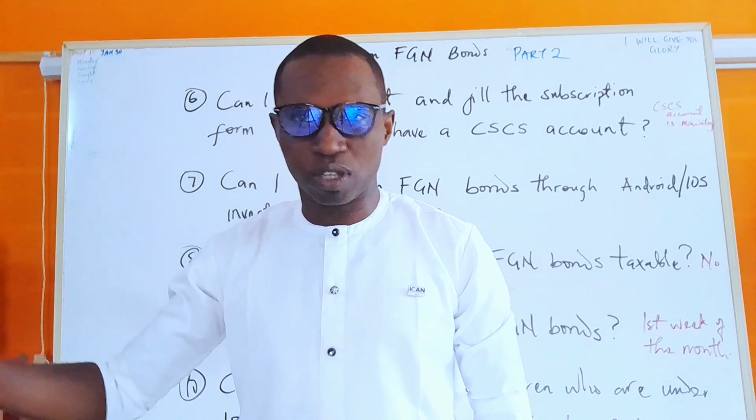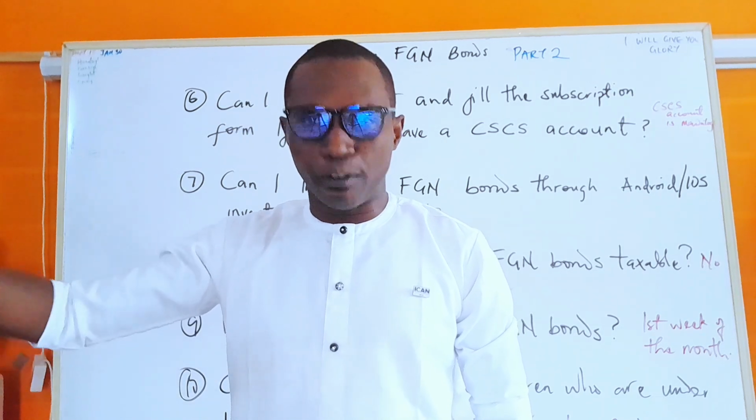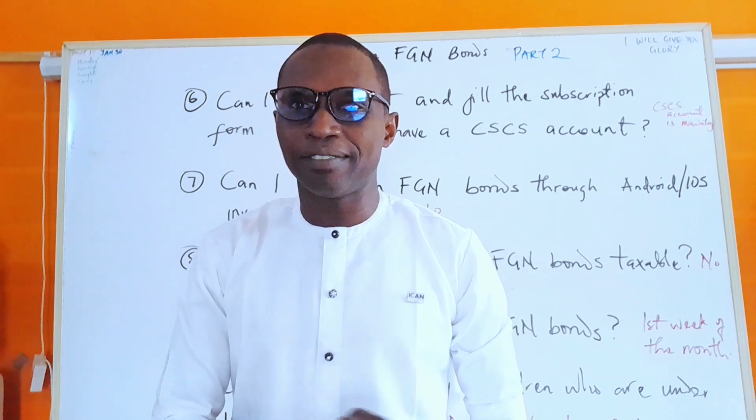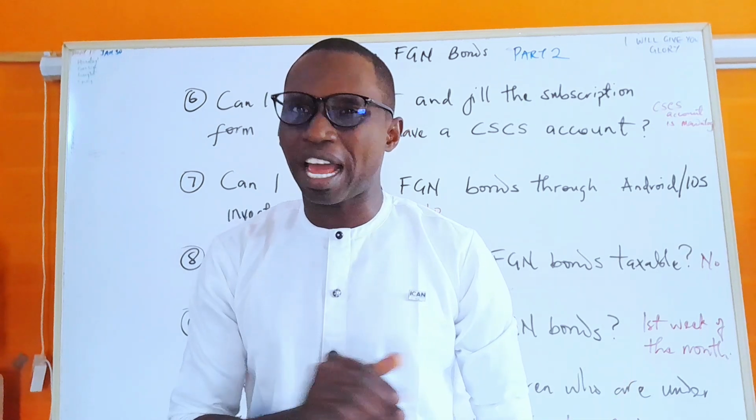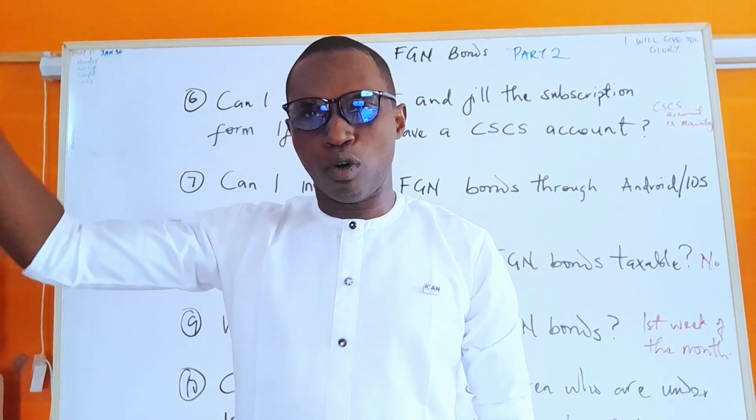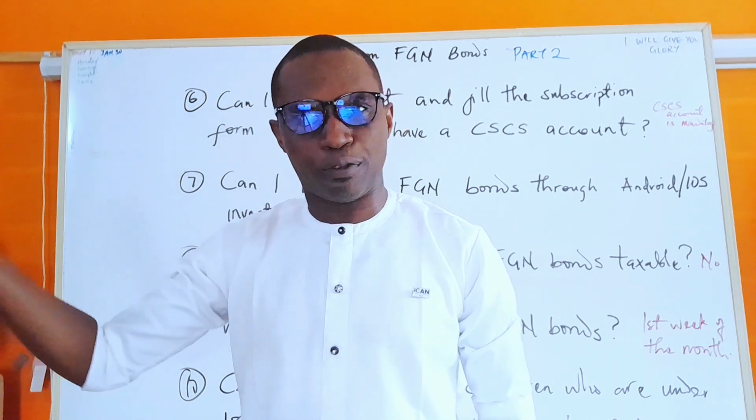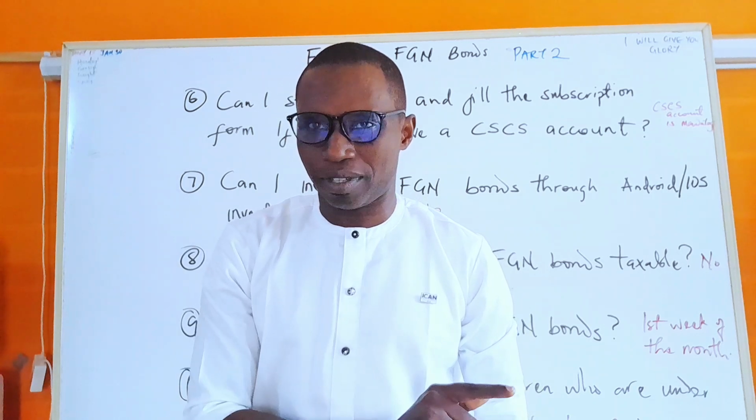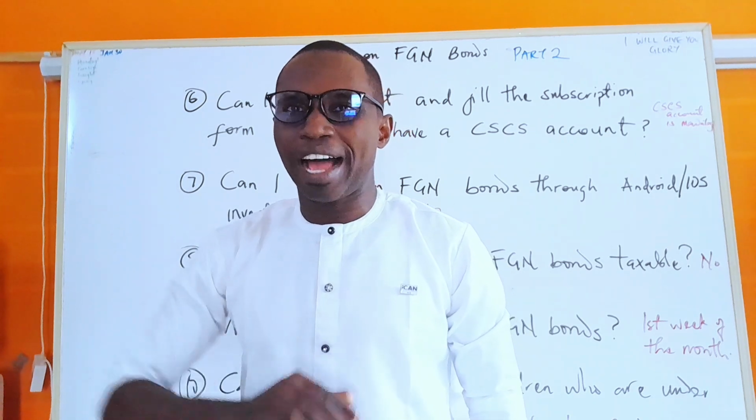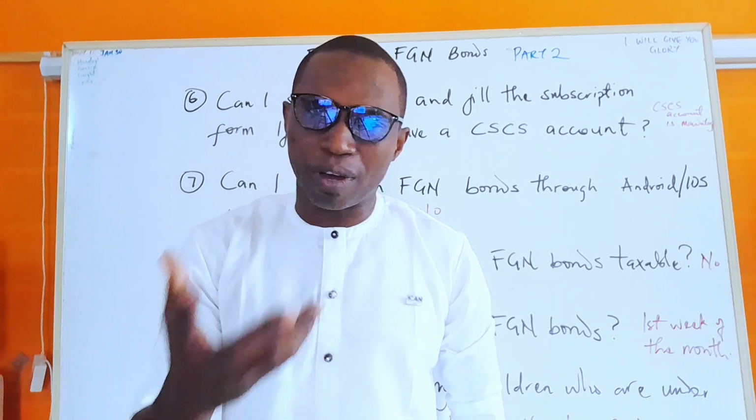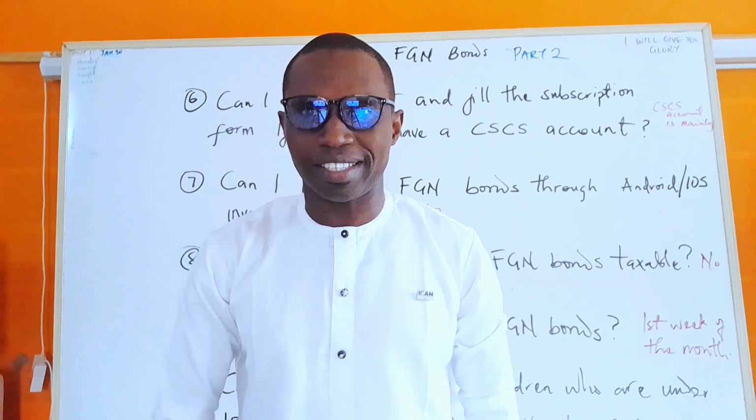Treasury bills are somewhat different, because you can use different Android apps or iOS apps to invest in treasury bills. But when it comes to FGN bonds, because you are dealing with the DMO, which is the Debt Management Office of the federal government, you need a CSCS account. Even though your stockbroker is an intermediary, you need a CSCS account. So the question is, how do you open a CSCS account?